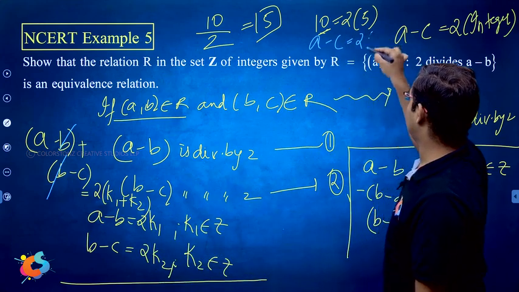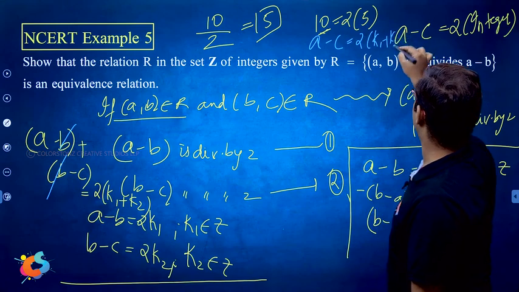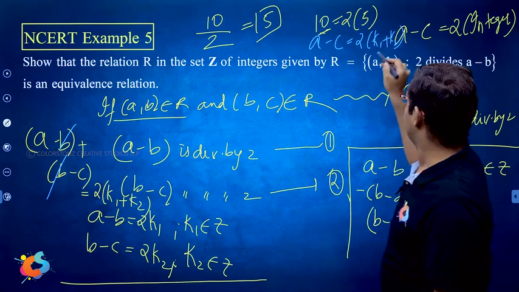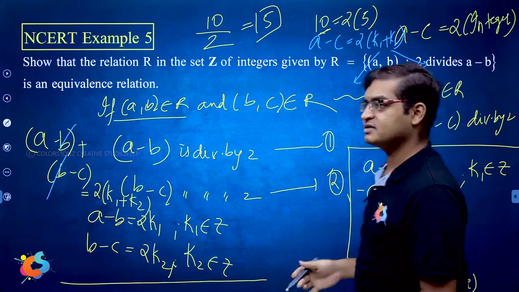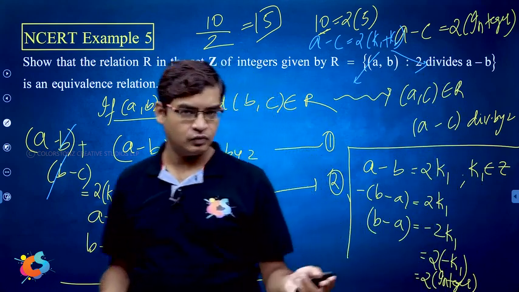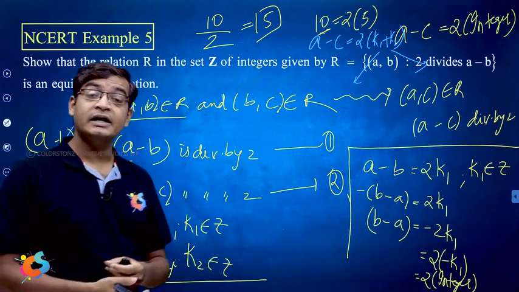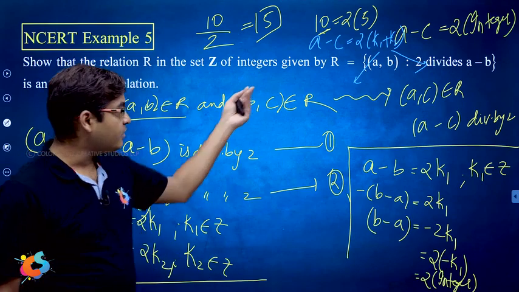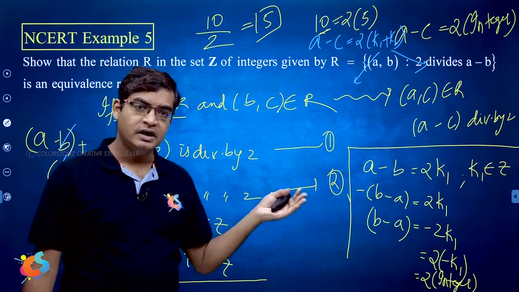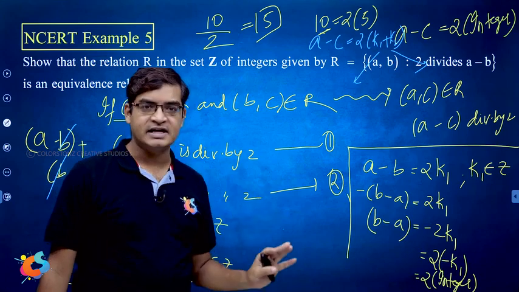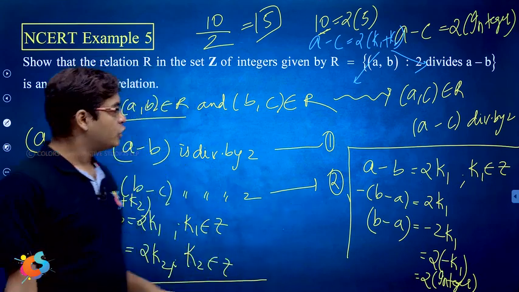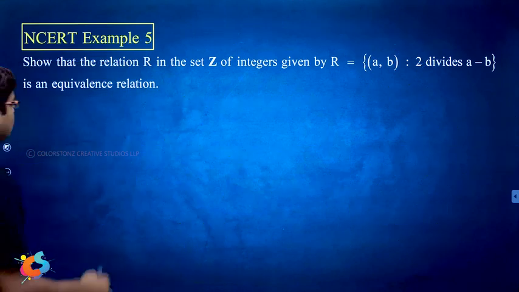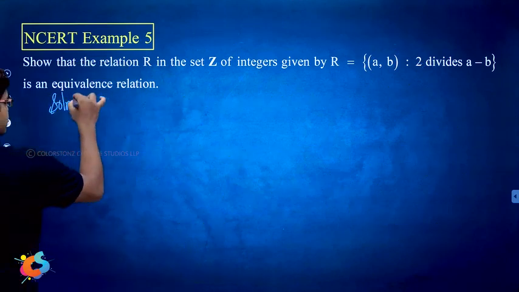I am sure all of you would have seen by now, it is already there. k1 is an integer, k2 is an integer. The sum of two integers will be an integer. So therefore, a minus c is 2 times an integer, meaning a minus c is divisible by 2, meaning a comma c belongs to R. So therefore, it is transitive. Understood?